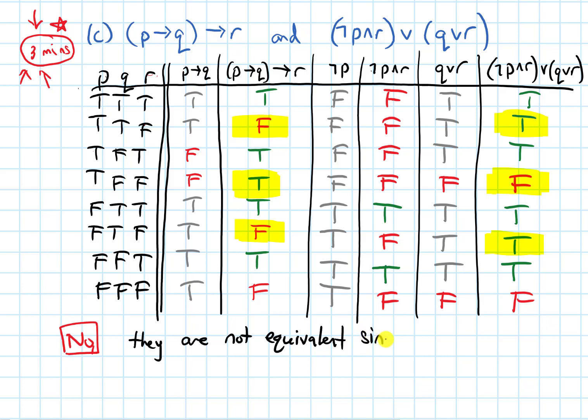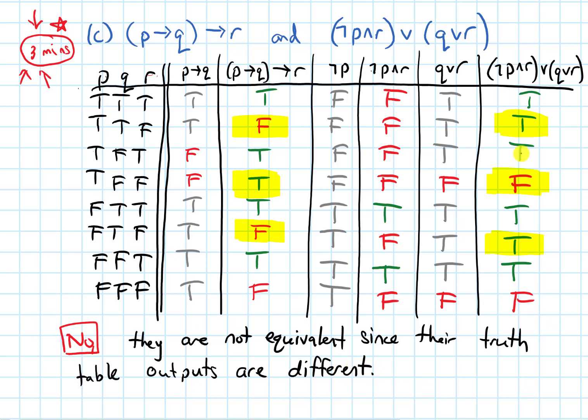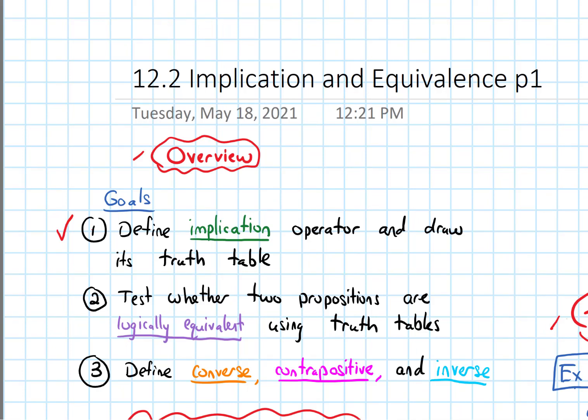They are not equivalent since their truth table outputs are different. They are not all identical. They have to all be identical for them to be equivalent, but they're not here. So in terms of our goals for this section, we finished our second goal, to test whether two propositions are logically equivalent using truth tables.